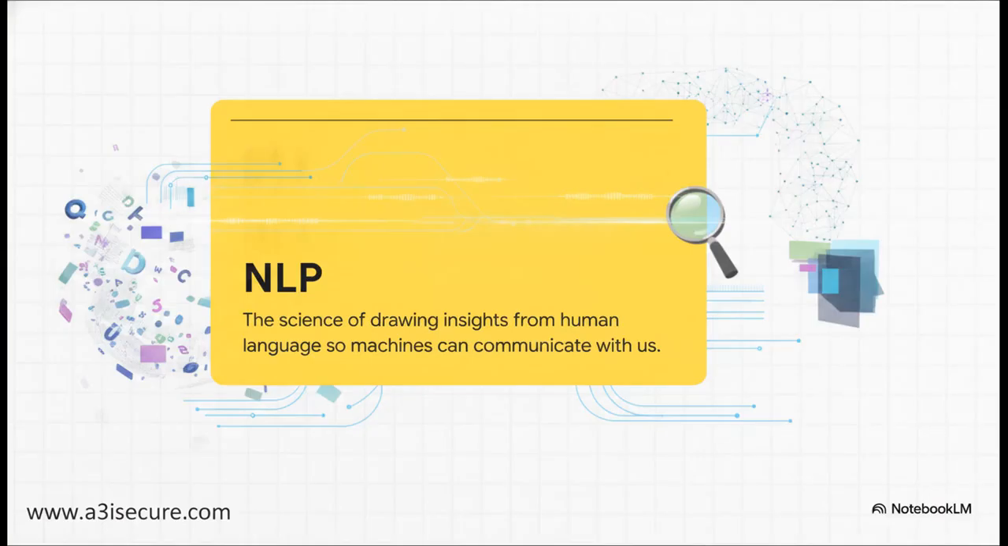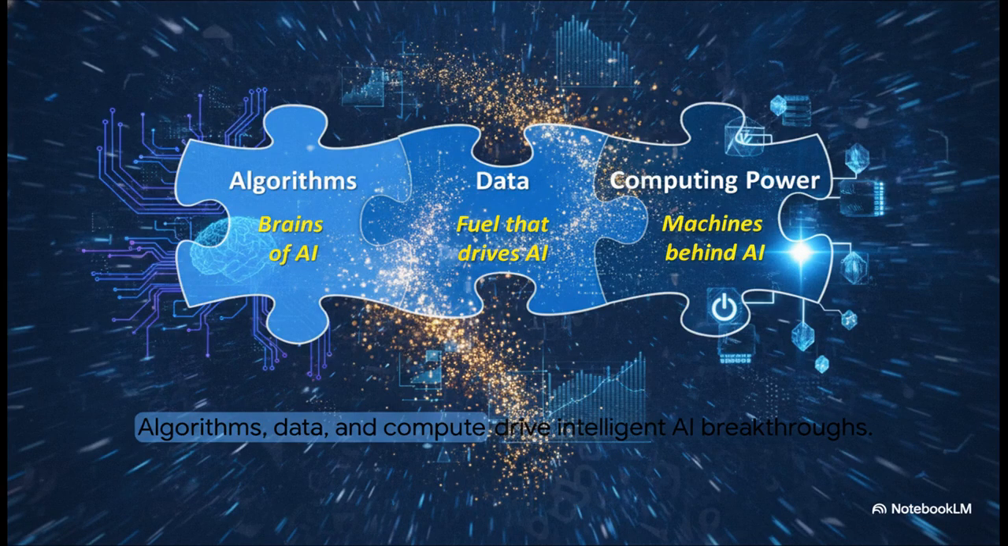So, to really grasp modern AI, we've got to start with NLP, or natural language processing. Think of this as the entire science dedicated to pulling insights from human language so machines can actually talk back to us. And the way this magic happens today? It's through large language models. These are essentially incredibly sophisticated, lightning-fast next word predictors that have been trained on literally billions of pages of text scraped from the internet.